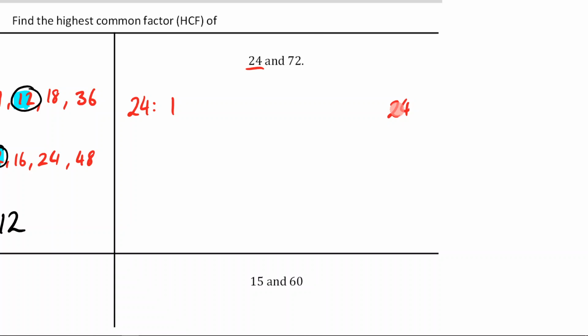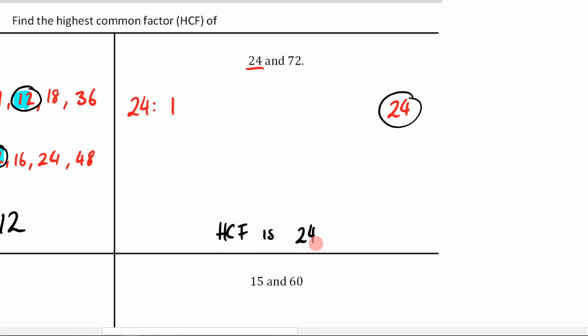And so what that tells me is that 24 is going to be my highest common factor, because remember, they have to have the same factor in common. They have to be common. And I already know that this is the biggest for 24. So it has to be 24. And just like that, I'm done. I could say HCF is 24.